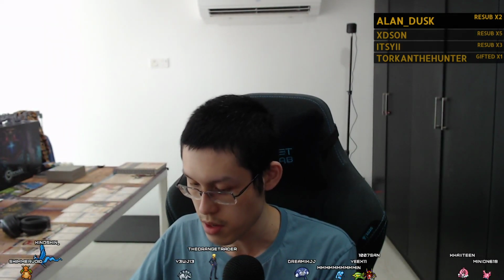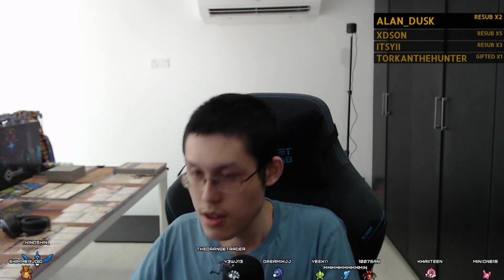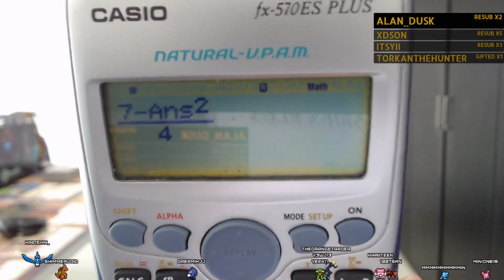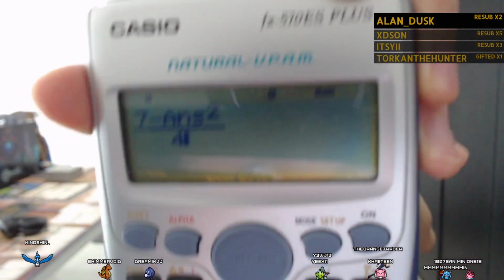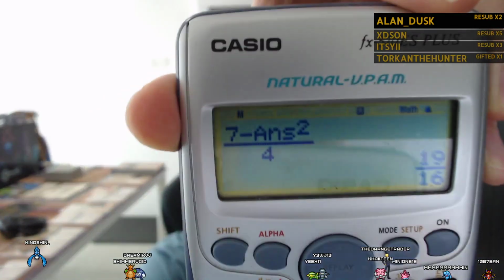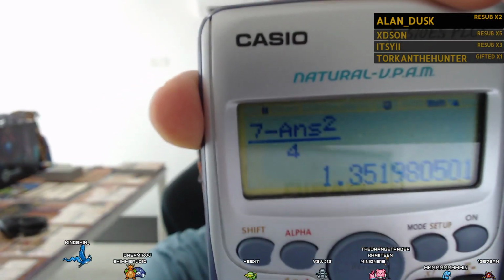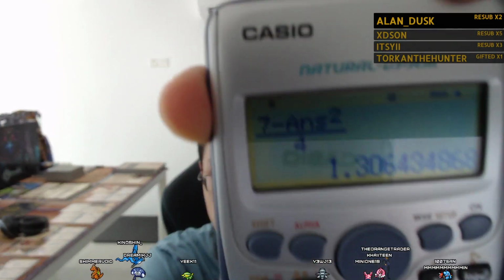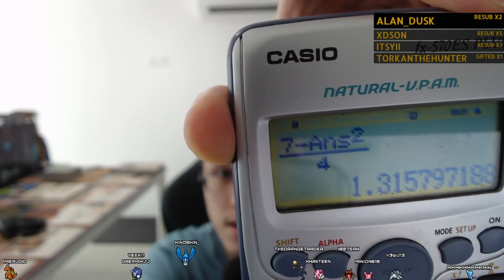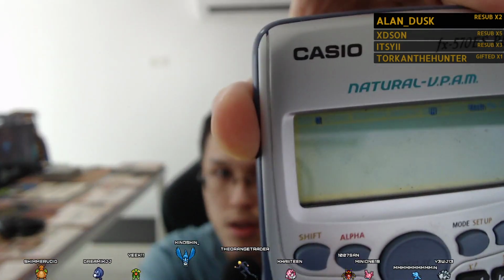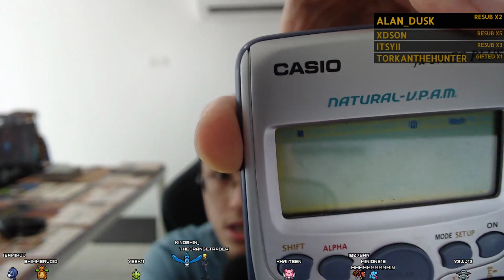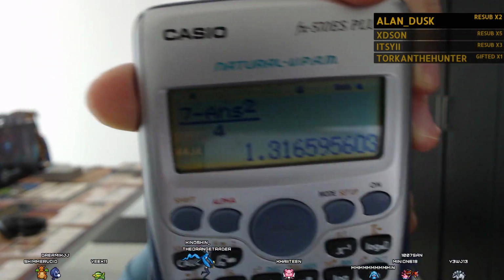So 7 minus this guy squared divided by 4. This is what you want to get. And then you press enter, again and again. If you press it enough times, eventually it stabilizes. You can see that the first 3 significant figures have stopped changing. Well, the first 4 now, actually. So there you go.